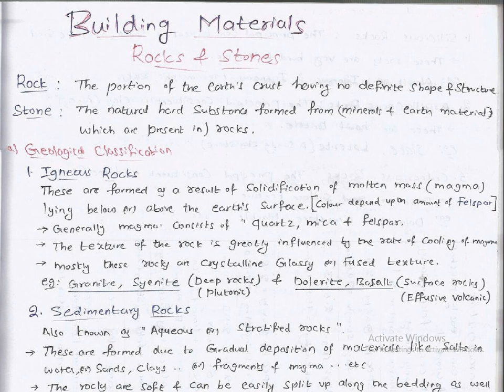Geological classification. First, igneous rocks. These are formed as a result of solidification of molten mass, magma, lying below or above the Earth's surface. Color depends upon the amount of feldspar. Generally, magma consists of quartz, mica, and feldspar. The texture of rock is greatly influenced by the rate of cooling of magma. Mostly, these rocks have crystalline, glassy, and fused texture.